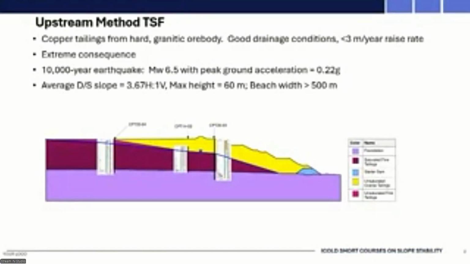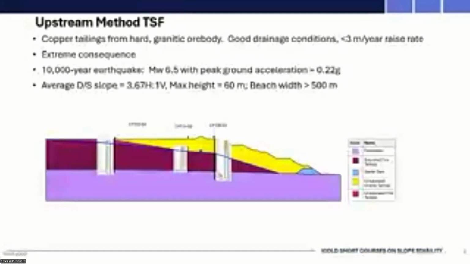So this is a copper tailings dam, or a copper tailings mine. The ore body is granitic diorite, or granodiorite, there's a bit of quartz sand, so we get good, fairly coarse tailings with pretty decent segregation. That results in pretty good drainage conditions. It's a reasonable raise rate of about 3 meters a year. It does have an extreme downstream consequence.